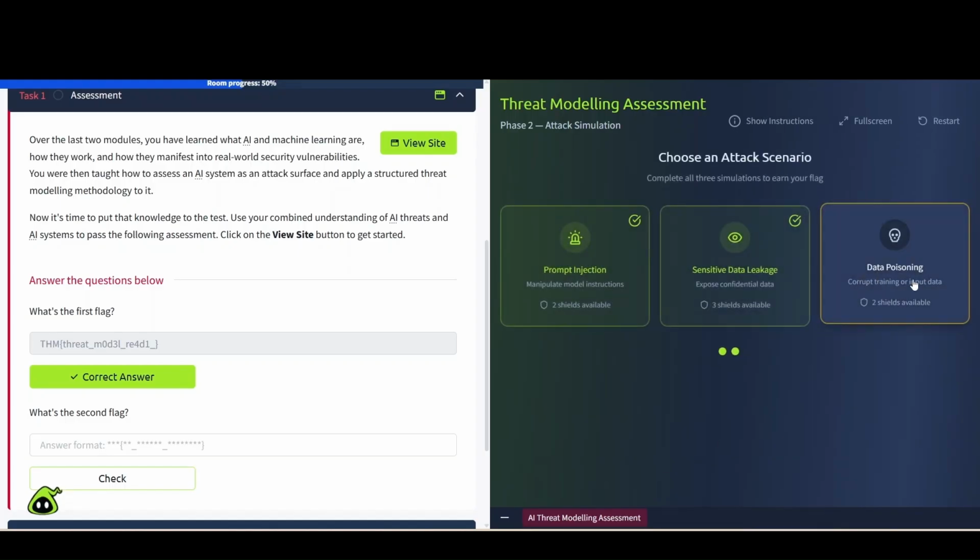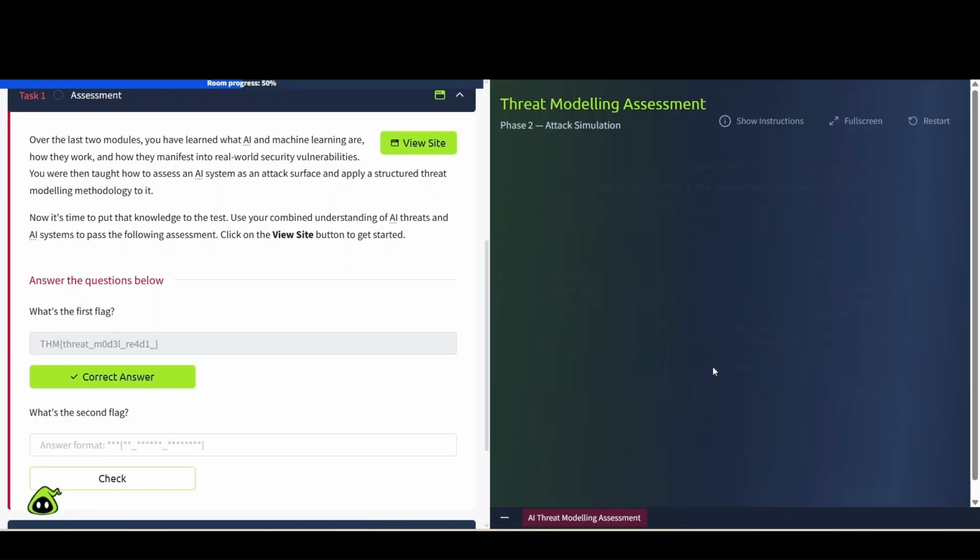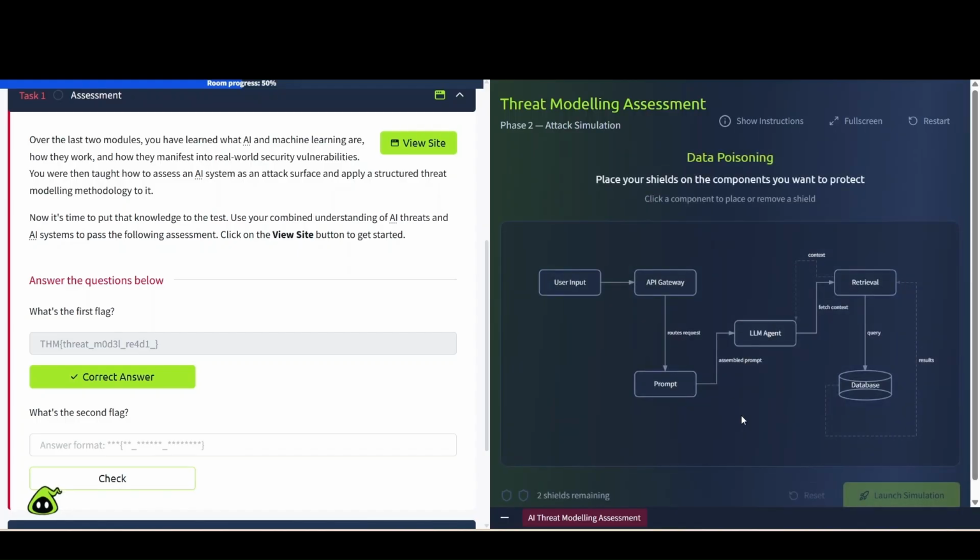Okay, sweet. Last one is data poisoning: corrupt training or input data. Okay, sweet. Data poisoning attack incoming. The attacker has injected malicious data that will propagate through the system from the data layer. You have 2 shields. Protect the data components. Okay, so data poisoning attack.